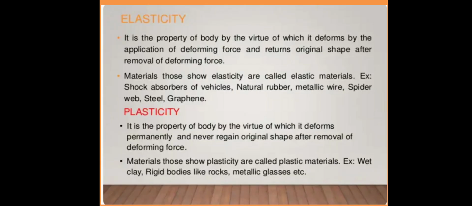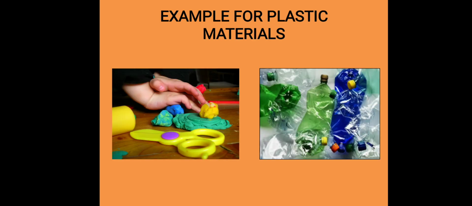Next we are going to see about plasticity. It is the property of a material that when we apply some external force, obviously it changes its shape and size, but it does not come back to its original position. It deforms permanently after removal of the external force or deforming force. This nature of the material is known as plasticity, and the material which shows this nature is called plastic materials.